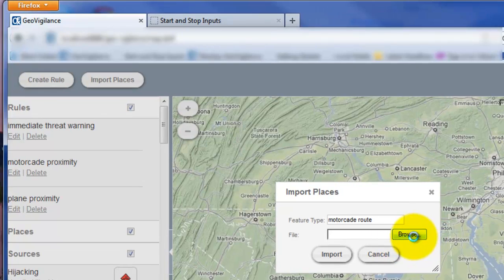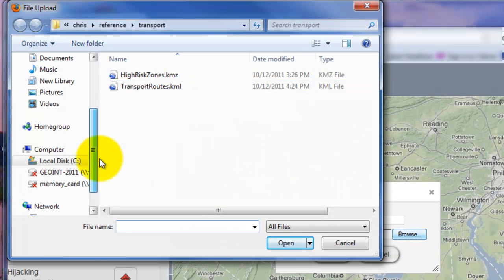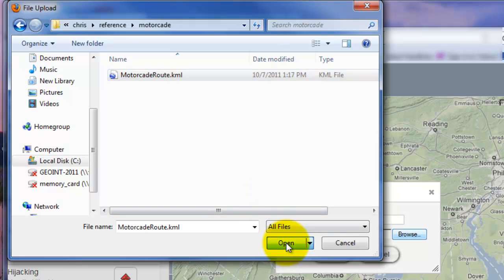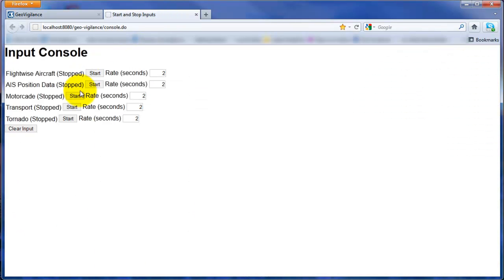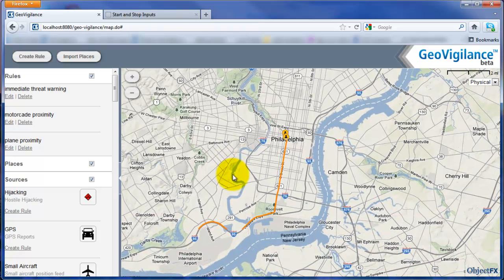With GeoVigilance, you can provide a dynamic common operating picture that will allow the analyst to watch the motorcade GPS location in real time and combine the route data with all of the data feeds, providing a unique capability to develop rules for scenario-based advanced threat warning to the customer and change the parameters of the rules on the fly. Let's watch.